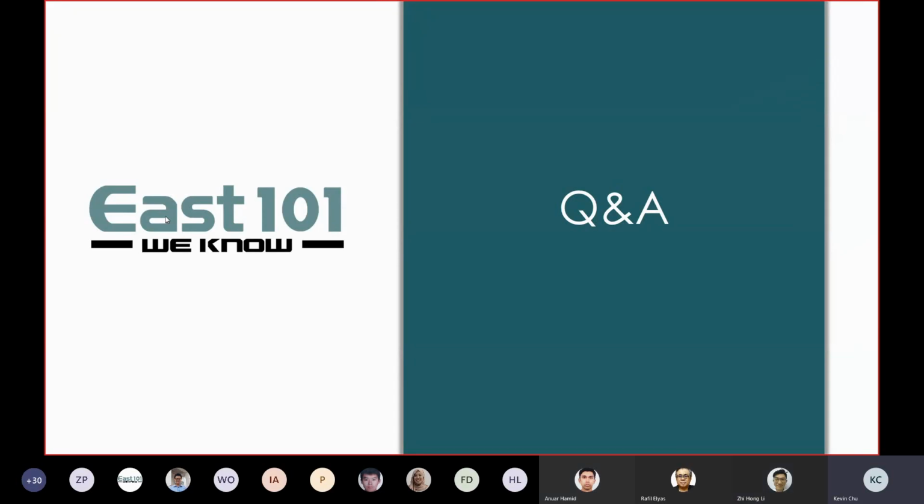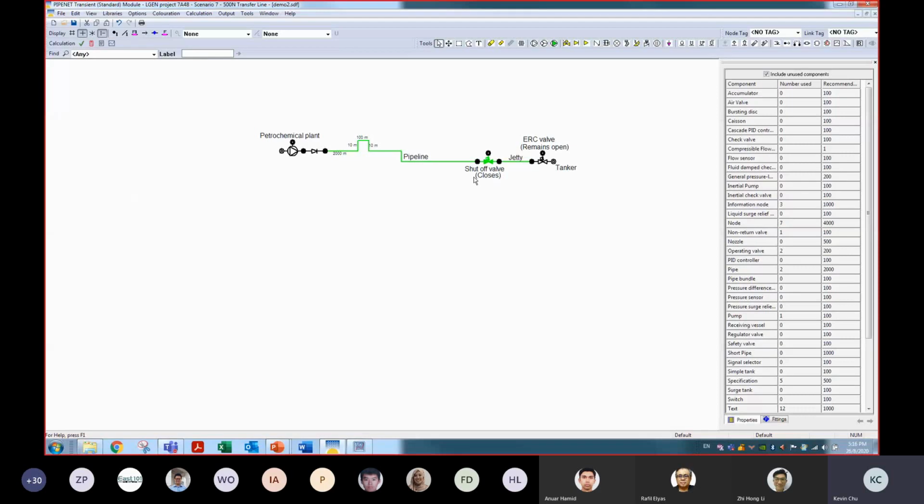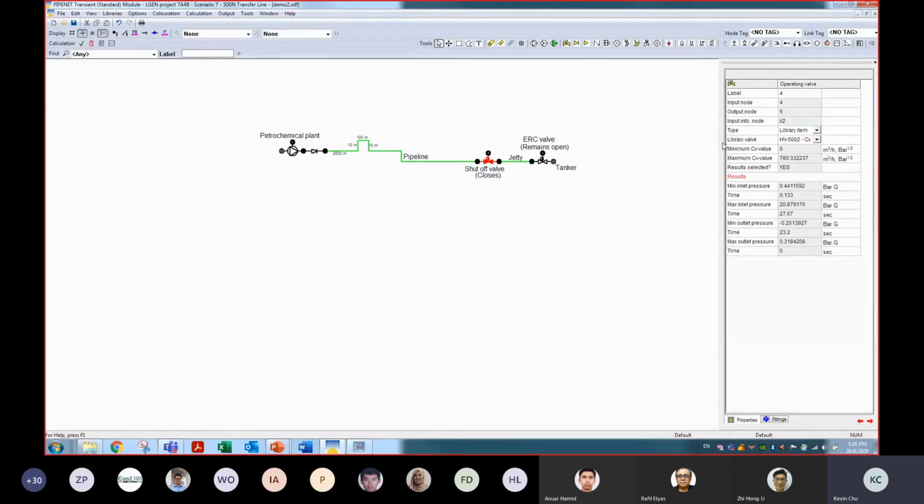Yeah, so maybe I can show you that. Maybe it's not a PCV, but just a normal valve. There are different ways of input. I think the standard way that we do is you can just straight away put the flow coefficients for the valve. So basically that's how you input the CV into the valve. There are different ways to do that, but normally we will use the flow coefficient way.